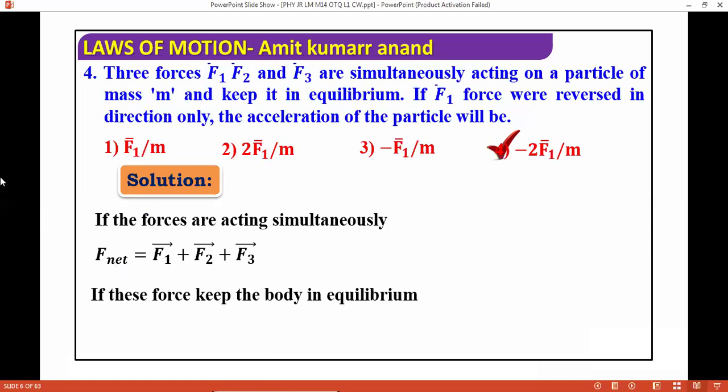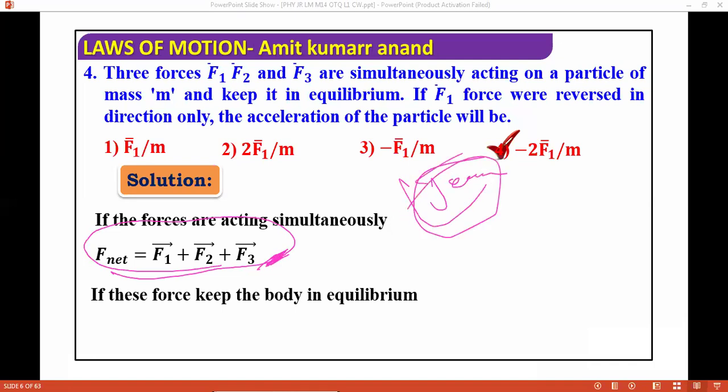So this equation is very important: F net equals F1 plus F2 plus F3. This concept is very important from the JEE point of view. If you are targeting JEE, please take care of all these concepts. This will help you in solving the questions. So come to this question part over here.